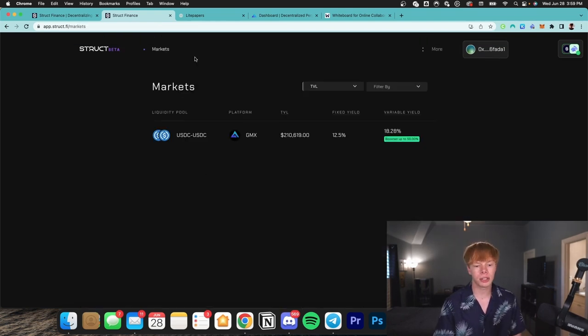Now, Struct already has a $210,000 TVL and it's only been out for a few weeks by now. They also plan to implement a ton of other vaults as opposed to just USDC to USDC. I imagine they'll implement a wrapped Bitcoin one, an Ethereum one, as well as ones that go with other platforms like Trader Joe, maybe even Uniswap V3, but that's just me speculating.